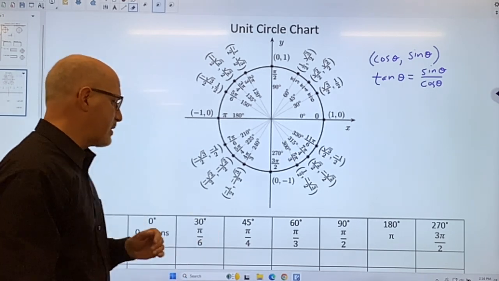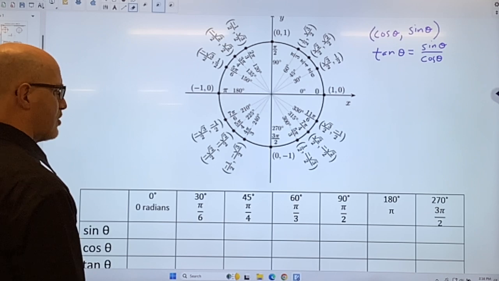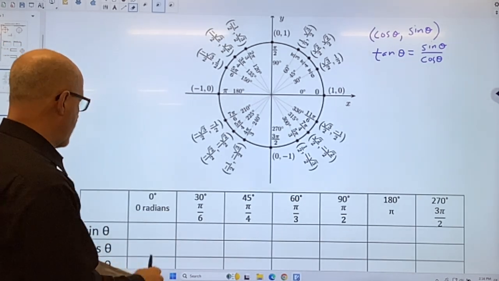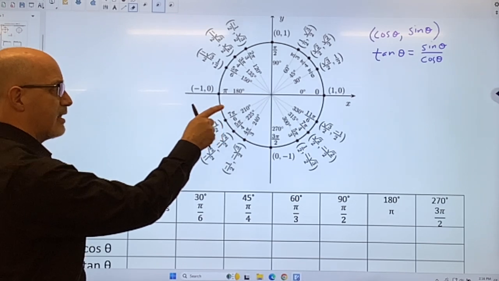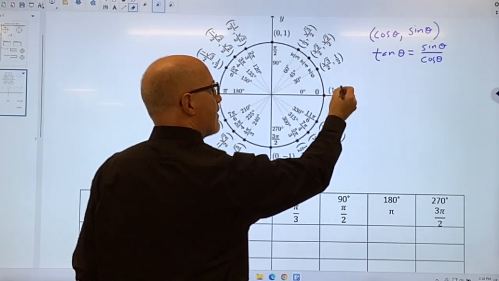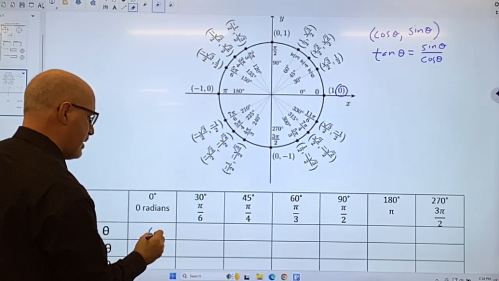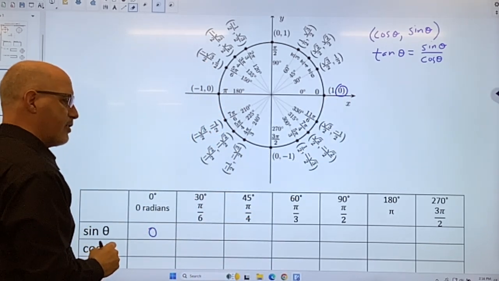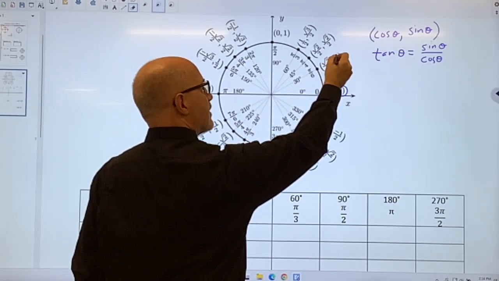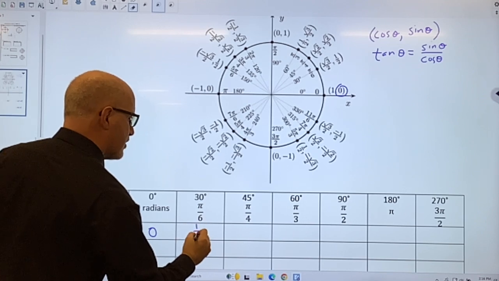So let's start with sine here. We're going to use this chart to fill in the sine row. So if we look at sine, and sine being the y value, sine of 0 degrees, here's the y value. I'm going to just circle this so you recognize that's where we're getting it from. So sine of 0 degrees is 0. If I go to 30 degrees up here, I get this y value, 1/2. And so I'm going to put that on my chart.